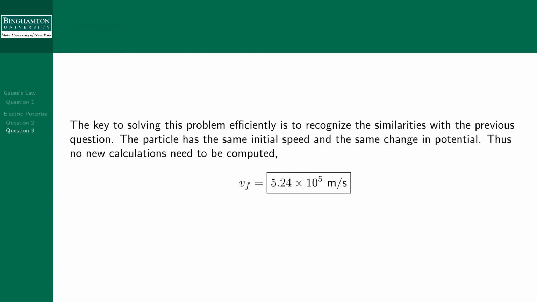Now, the key to solving this problem efficiently is to recognize the similarities with the previous question. The particle has the same initial speed and the same change in potential. Thus, no new calculations need to be computed. It's the same final velocity. And that's the beauty of conservation of energy. All that matters is the beginning and end points, not the path it takes in between to get there.